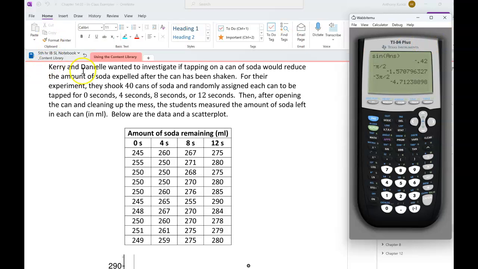All right, so let's say Carrie and Danielle want to investigate if tapping on a can of soda would reduce the amount of soda expelled after the can has been shaken. For their experiment, they shook 40 cans of soda and randomly assigned each to be tapped for 0 seconds, 4 seconds, 8 seconds, or 12 seconds. Then, after opening the can and cleaning up the mess, the students measured the amount of soda left in each can in milliliters. Below are the data and a scatter plot.